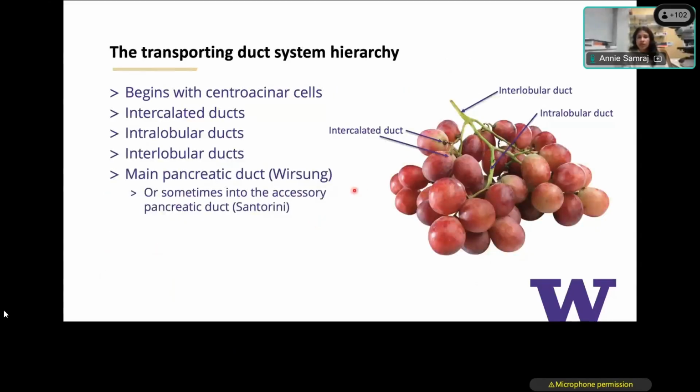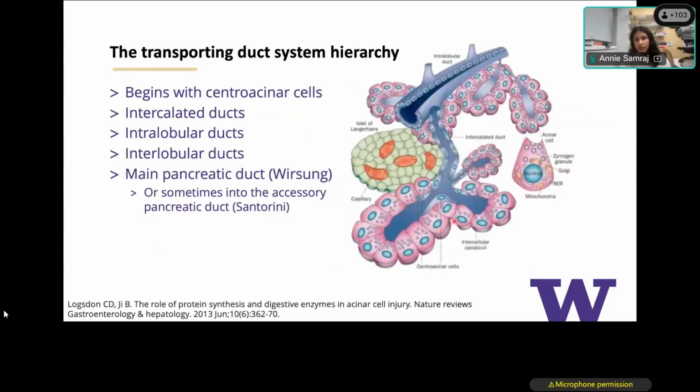Okay, so now the duct system. It's a series of ducts, going from the smaller duct to the larger duct, eventually ending up as the main pancreatic duct. It really begins with these centroacinar cells. For example, here you see the acini, and these almost stellate looking cells at the center of the acini. Therefore the name centroacinar cells. That is the beginning of your duct. So here you can see centroacinar cells for this acinus, and for this acinus, here are the centroacinar cells.